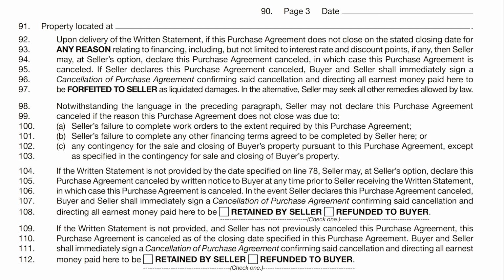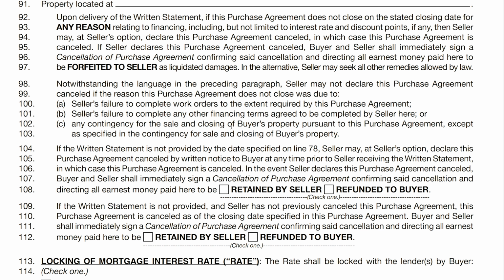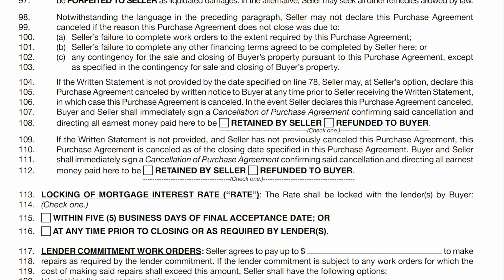There's some more options here. Line 108, refunded, retained, refunded, retained. Typically, I'm putting refunded to buyer. Some sellers are asking that buyers put retained by seller in there. I don't do that unless my buyer wants me to. Generally, I don't like that situation.